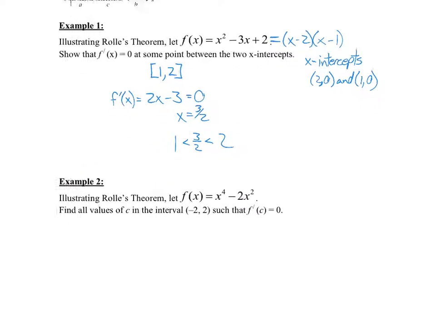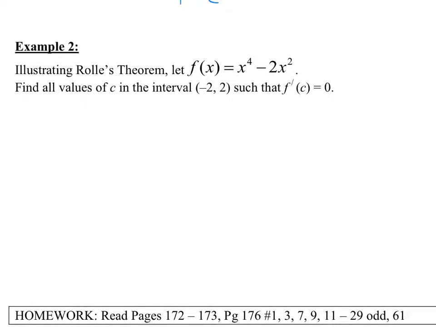Here's another example. Here we're given the interval, and we're going to illustrate Rolle's theorem. It says find all the values of c in the interval from negative 2 to 2 such that f prime of c is 0. Well, how do we know any of these points exist?